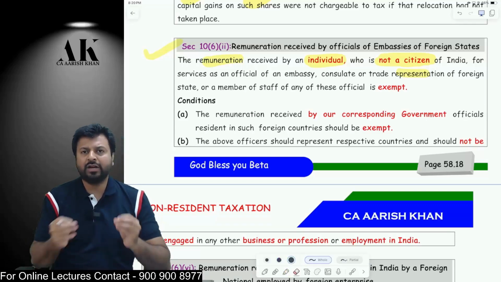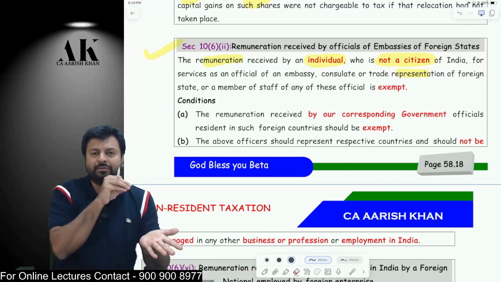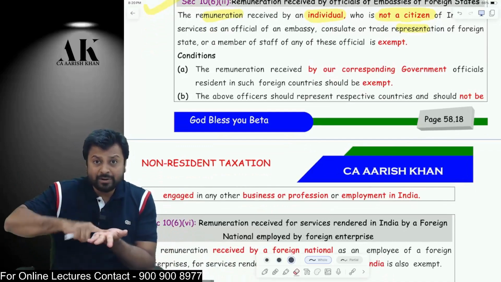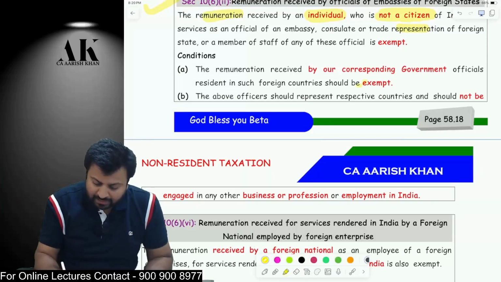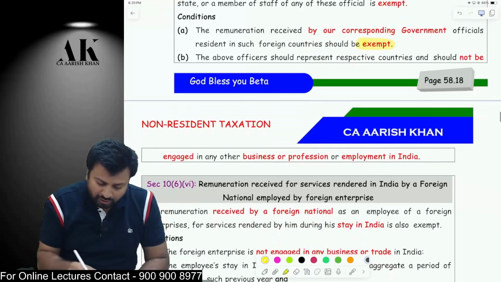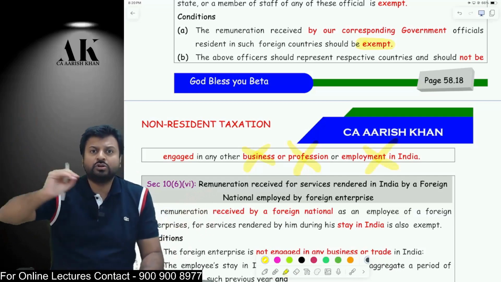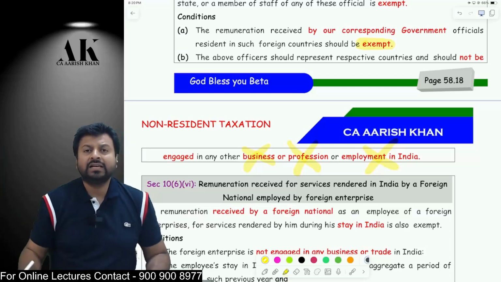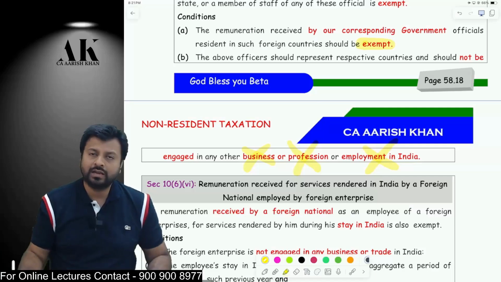Okay. Now, the remuneration received by that US citizen who is in India, who is not a citizen of India, then his remuneration will be exempt subject to a few conditions. First, he should represent his country in India and the remuneration which is paid by the Indian government to the Indian embassy in the US should also be exempt. So if you exempt, we will exempt. If you tax, we will also tax. Secondly, the officer in India should not be engaged in any business in India, any profession in India, or any kind of employment in India. If these two conditions are fulfilled, the US citizen employee working in the US embassy in India will not be liable for tax on remuneration received from his government.